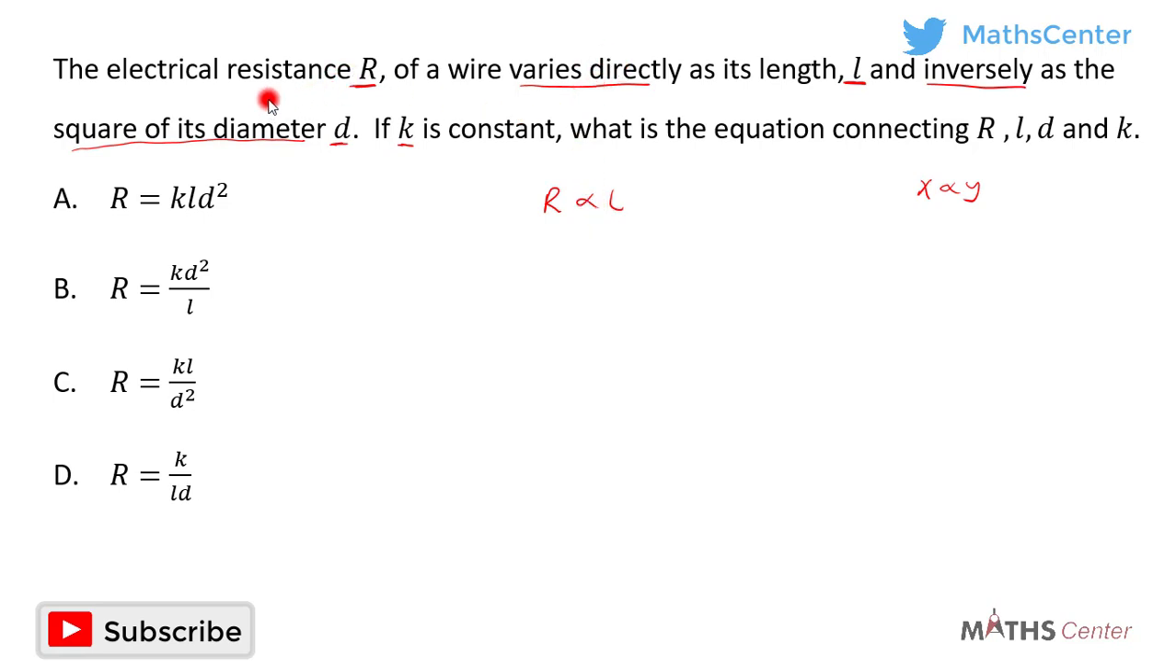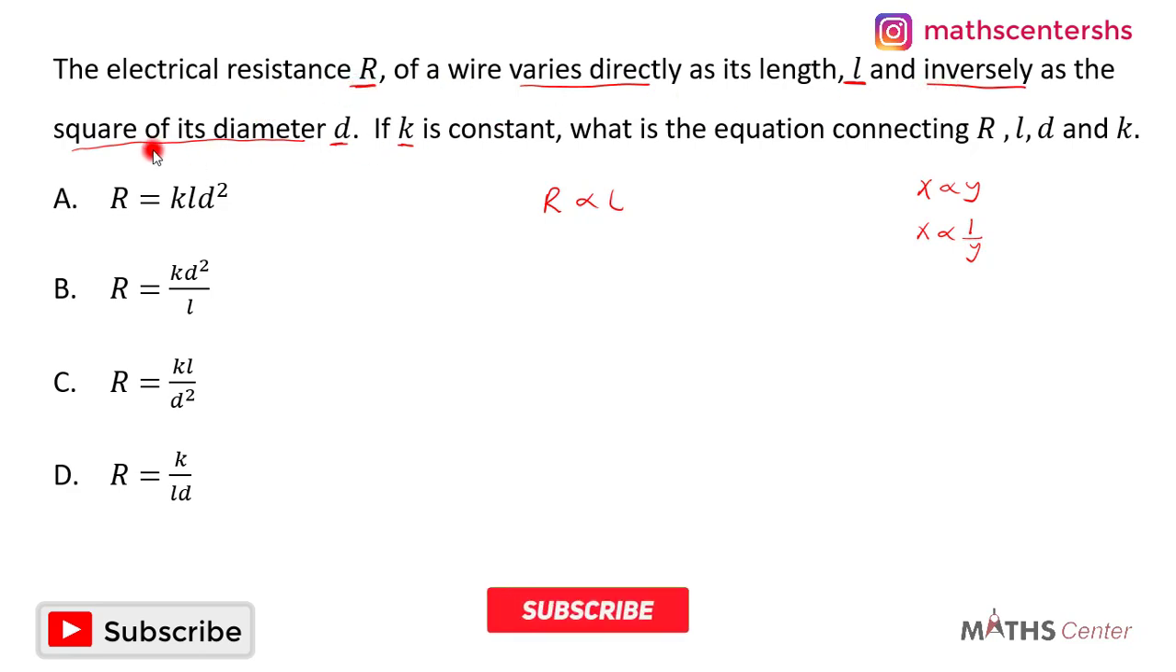The second part says that the electrical resistance R varies inversely as the square of its diameter D. Once again, we know that if X varies inversely as Y, it can be written as X is proportional to 1 divided by Y. So here, if R varies inversely as the square of the diameter, which is D, then it can be written as R is proportional to 1 divided by the square of D.